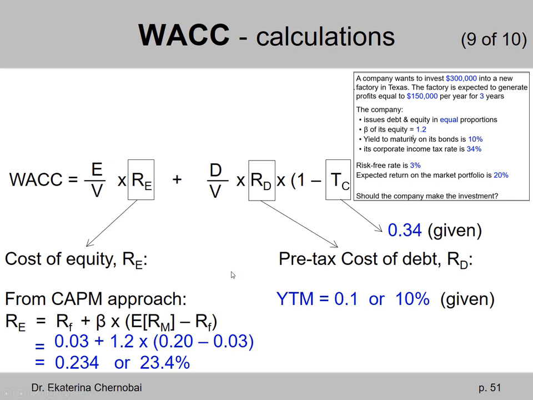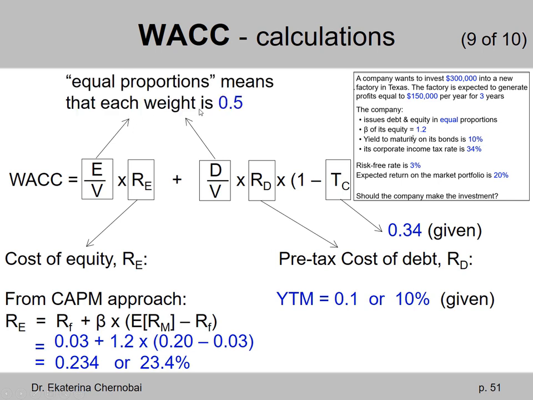Then what we are left with in the WACC formula is the capital structure weights, the weight of equity, E divided by V, and the weight of debt, D divided by V. Let's see what we are given. The company issues debt and equity in equal proportions, which means both weights are 50% each, or 0.5 in decimals.